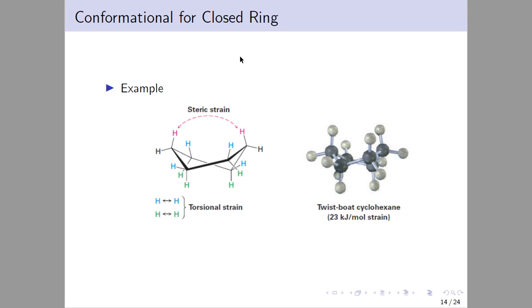So these are the examples for the 6 carbon atoms. We can see these are the strain, the torsional strain, and these are the strain. It tries to have the lowest free Gibbs energy so that the molecule will be stable. Here in this case, the twist boat cyclohexane has 20 kJ per mole of strain.